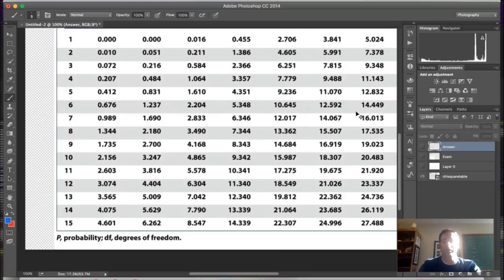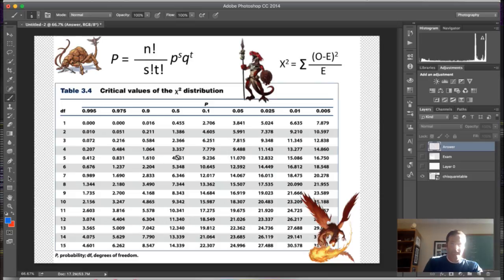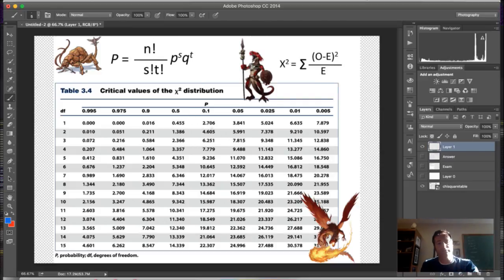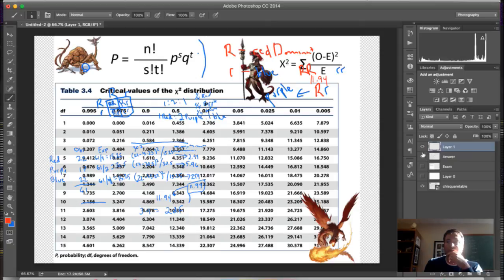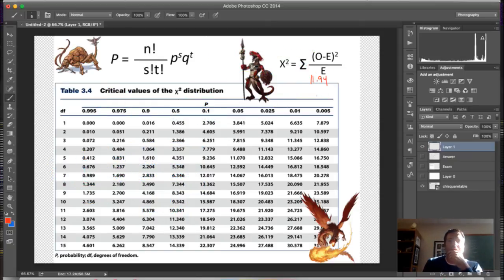So let's go back to our chi-square table. And for some reason it's not letting me write on this, so I'm just going to go ahead and make a new layer. Okay, I'll go switch to red just for fun. Our chi-square value was, I think, 11.94. Right? Yeah, there it is. Okay. And our degrees of freedom were 2. Okay. So here's 2 degrees of freedom. So that's the row that we want.